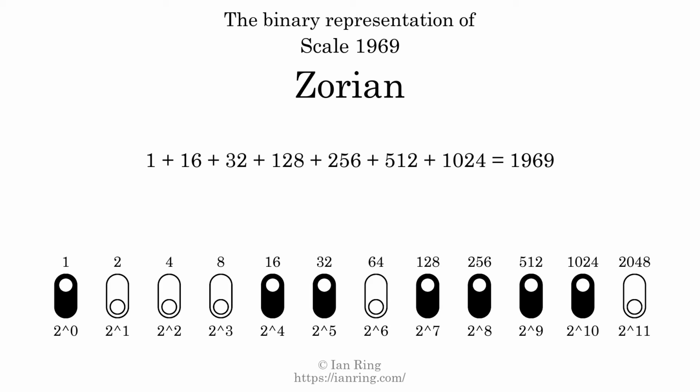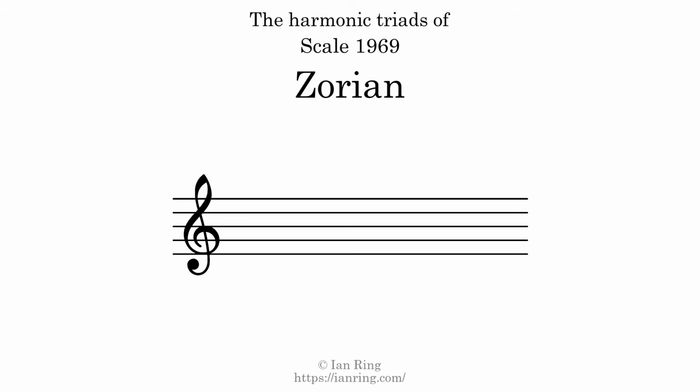1969. The scale number not only enumerates the scale with a unique index, but it also literally describes the tonal content of the scale. Represented as a binary number in base 2, the scale number is 0111101100001. Here are the harmonic triads present in this scale.